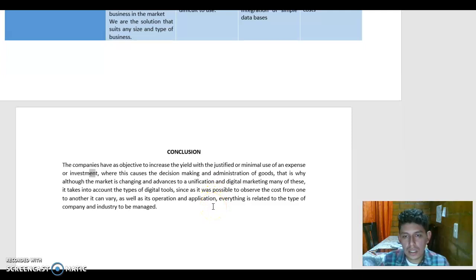Proceeding to observe, the pulse from one to another can vary as well as in operation and application. Everything is related to the type of company and industry to be managed.